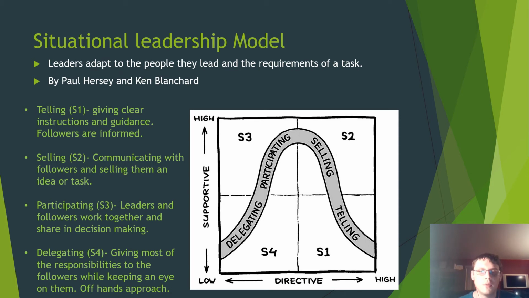It's divided up into 4 grids. First one, telling, which is giving clear instructions and guidance. Followers are generally informed. Selling, communicating with followers and selling them an idea or task. Participating, leaders and followers work together and share in decision making. And delegating, giving most of the responsibilities to followers while keeping an eye on them, more of a hands-off approach. And you can see how they differ in direct and supportive behavior on this scale.